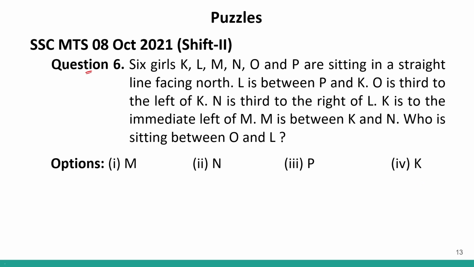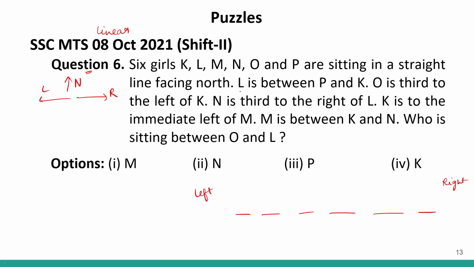Moving on to question number 6. Question number 6 says that there are 6 girls K, L, M, N, O and P that are sitting in a straight line facing north. So this is a question on linear seating arrangement. So 6 girls that are facing north. So if they are facing north, this will be the right direction. This will be the left direction. Correct? So 6 girls. 1, 2, 3, 4, 5, 6. This is my right hand and this is my left hand.